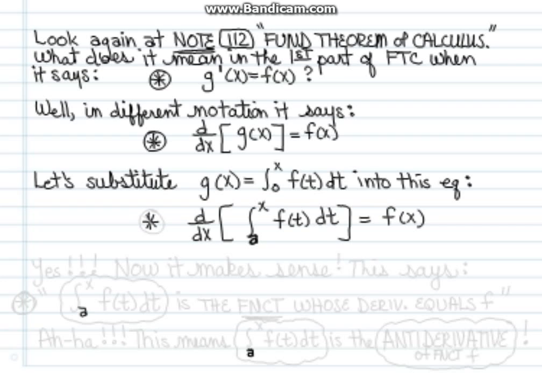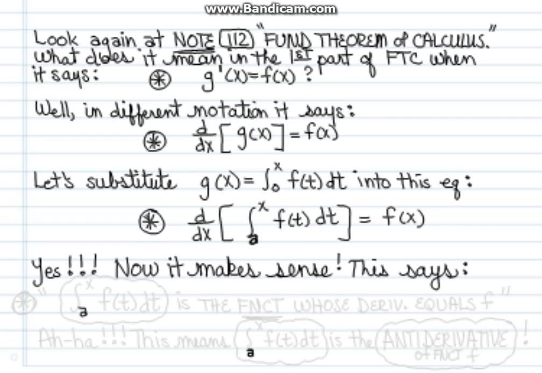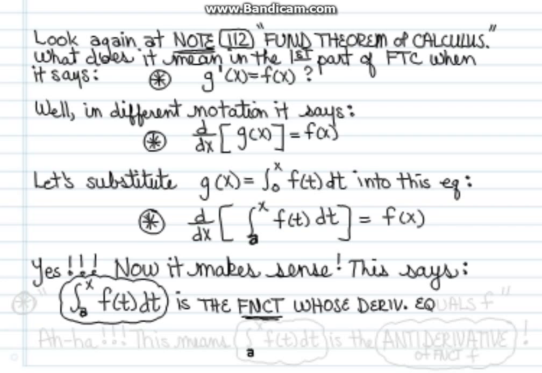Now if you just look at it and meditate on it for a minute, you'll see that what we actually have here is the fact that, okay, we're trying to say that the integral from a to x of f of t dt is the function whose derivative equals f. Once again, the integral from a to x of f of t dt is the function whose derivative equals f. That sounds familiar. Aha.